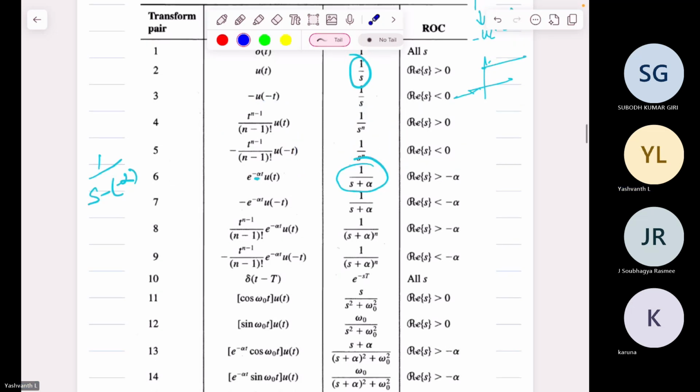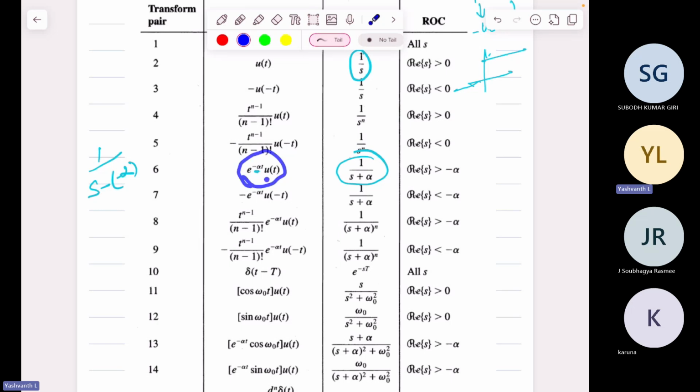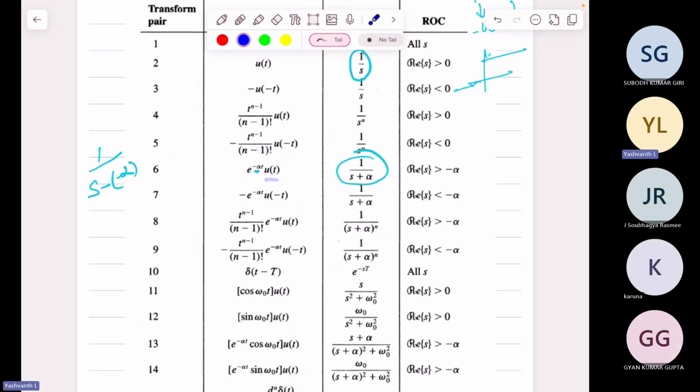Similarly, if you take e power minus alpha t u of t, the Laplace transform is 1 by s plus alpha, and the ROC is real part of s is greater than minus alpha. But on the other hand, if you take the signal minus e power minus alpha t into u of minus t, that also has the same Laplace transform 1 by s plus alpha, but with a different ROC. Namely, real part of s is less than minus alpha. Here it was greater than minus alpha, here it is less than minus alpha.